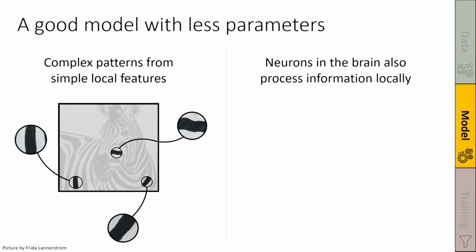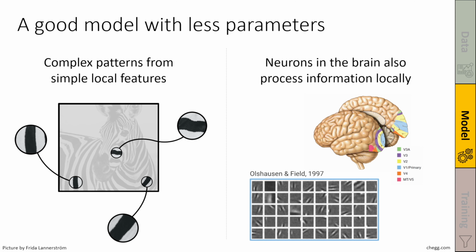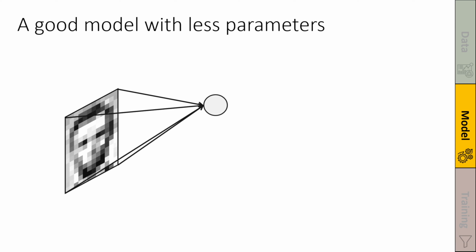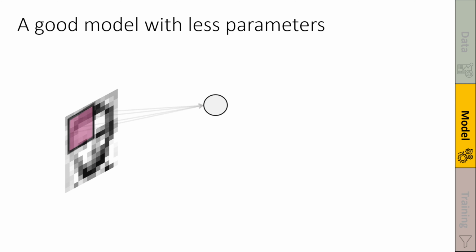Another source of inspiration is the visual system in the brain. And scientists have identified some time ago that neurons in the primary visual cortex are responsive to simple local features. And yet, we are able to perform visual tasks such as object detection and object recognition nearly perfectly. So, focusing on simple local features seemed like a good idea. So instead of having weights from all pixels to a single unit, let's change the model such that the unit only looks at local information.